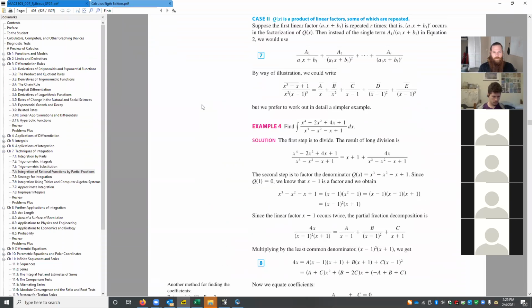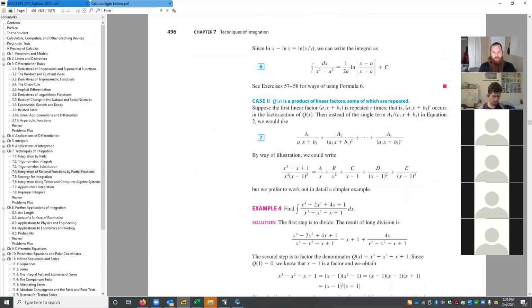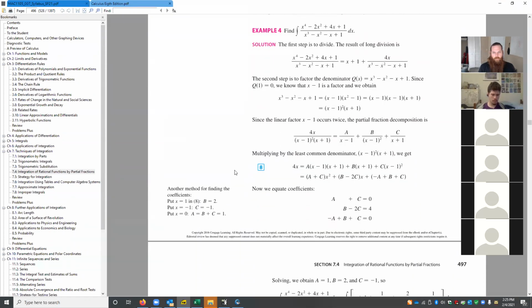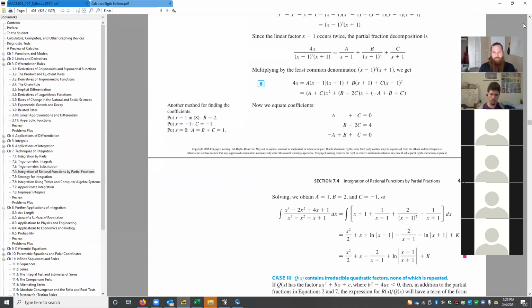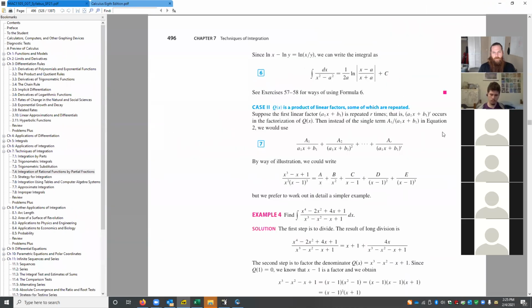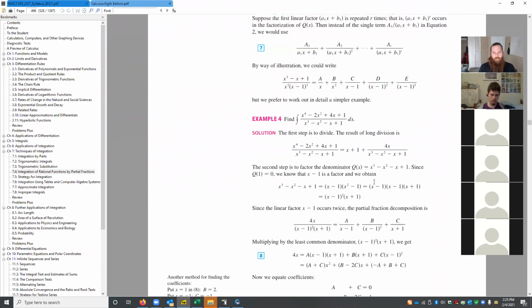You can look in the book. They have things like this, where they don't actually solve the whole problem, they just set up the PFD. And it's good practice, it really is.